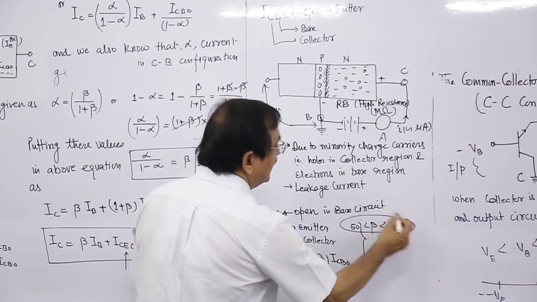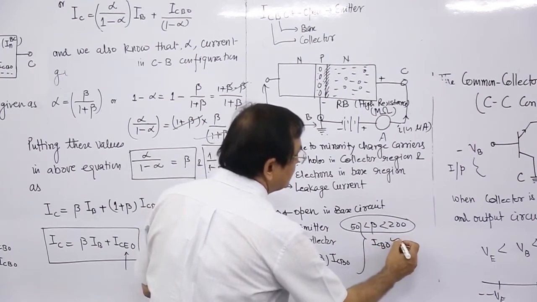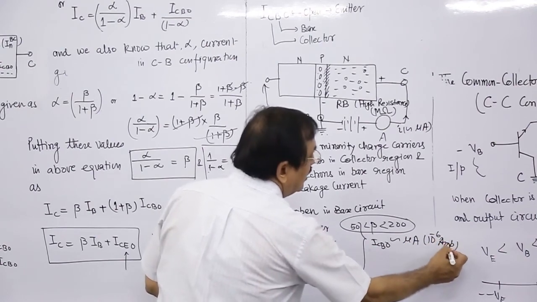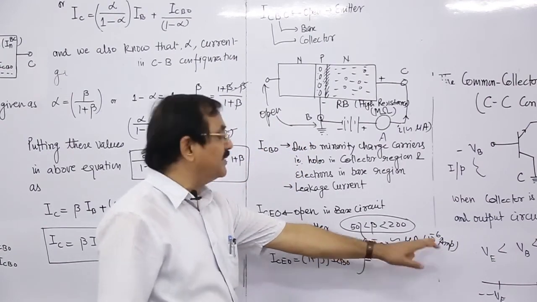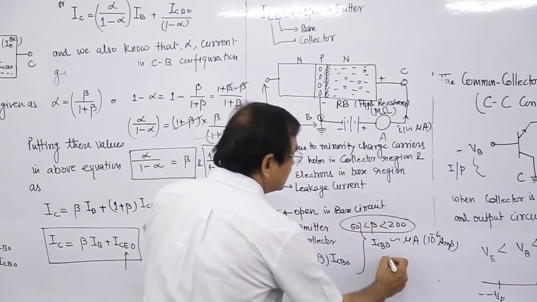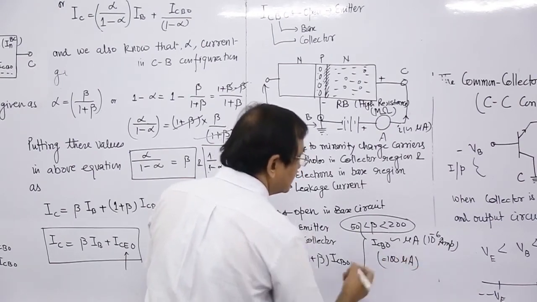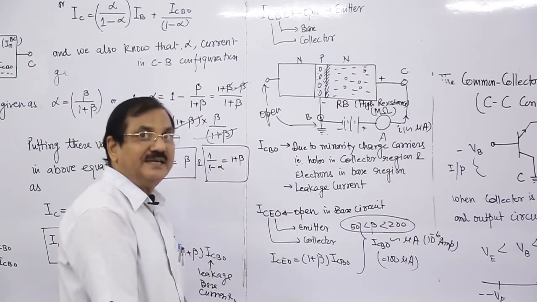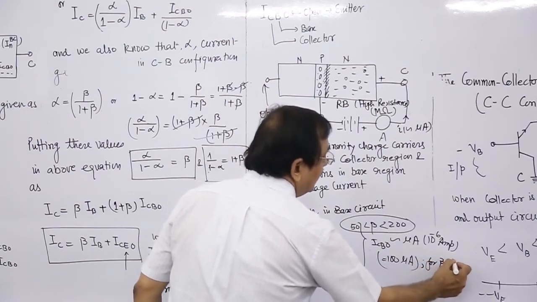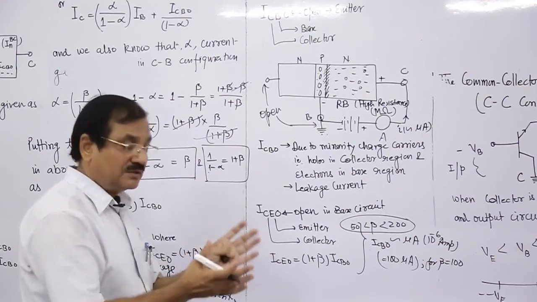Beta is in between 50 and 200, and this ICBO is in microamperes, 10 to the power minus 6 ampere. So 10 to the power minus 6 ampere multiplied by, say, beta equal to 100 gives 100 microampere. That is for beta equal to 100.